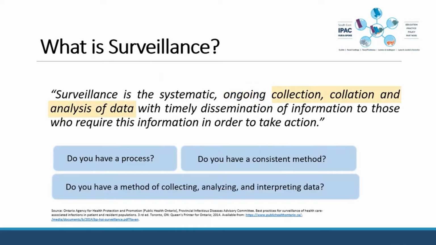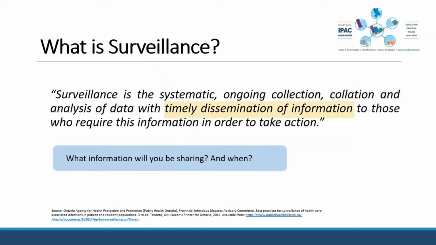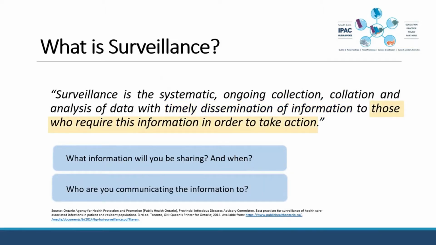So it's ongoing. Do you have a process? Collection, collation, and analysis. Is there a method that you're using? How are you interpreting this data? And then importantly, timely dissemination of information. So what information are you sharing and when is it being shared? Daily, monthly, weekly? And it has to go to those who require this information in order to take action. So who is getting these results of the surveillance and who is supposed to be taking action with them?